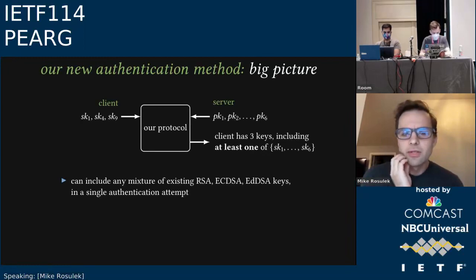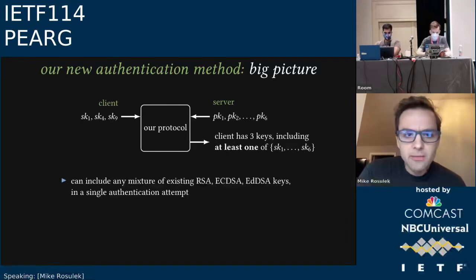The server learns the number of keys the client has, and that at least one of this client's keys is authorized. In particular, it doesn't learn which. In this case, we can see that key number 1 and key number 4 are authorized, but the server doesn't learn that information. It just knows that at least one of the authorized keys was being used, but it doesn't learn which one.